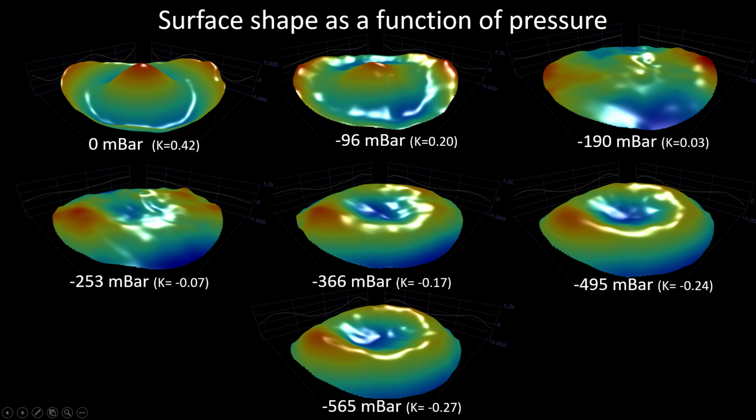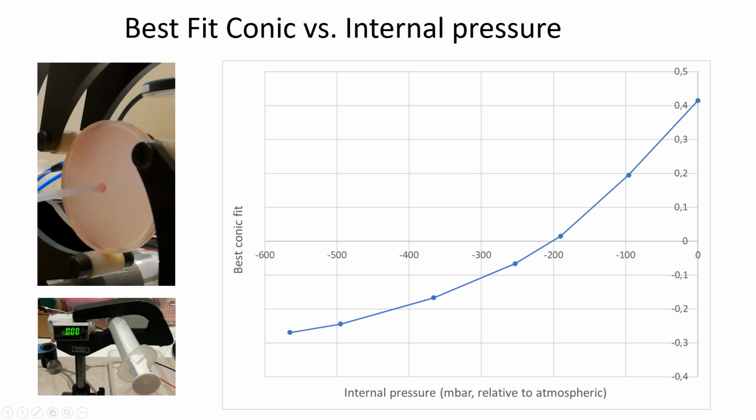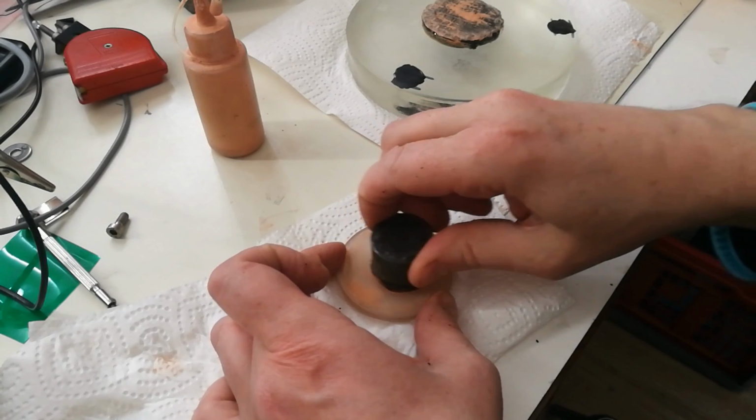So next was to measure the surface shape at a range of pressures, and you can see that the best fit conic constants range between plus 0.42 and minus 0.27. So by leaving the bump in the center after polishing, we cannot reach the shape of a parabola with a conic of -1, which is a pity. But the graph shows that it's possible to change the conic constant over a range of at least 0.7, which is good news. But I'm afraid there's also bad news.